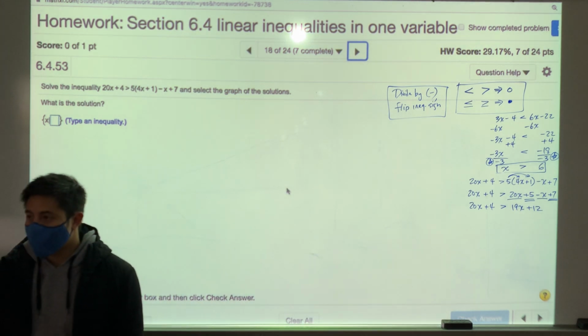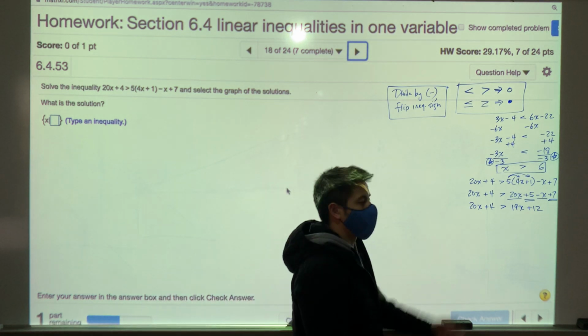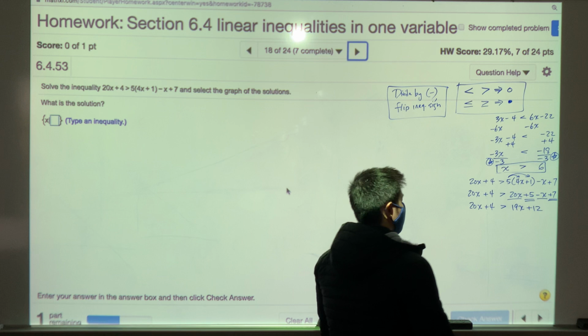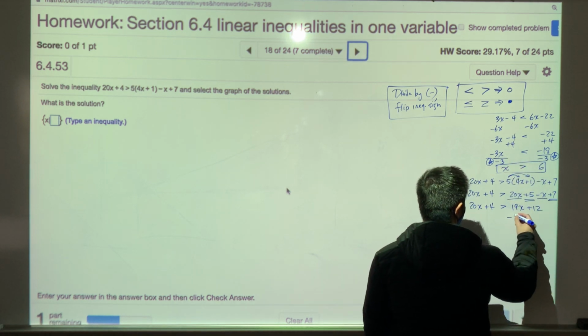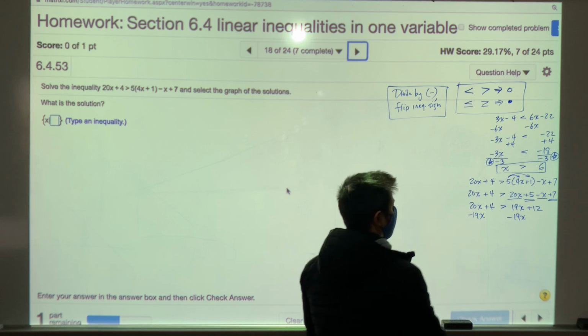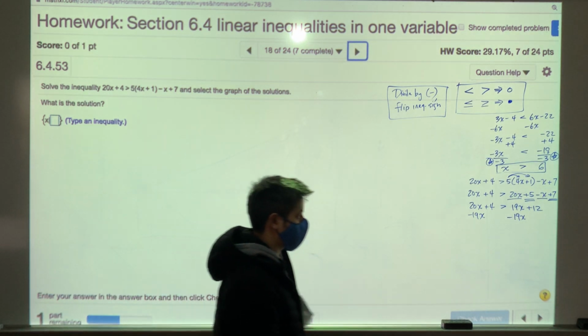Does this look like something we've done before? Yes, it does. We've done many problems like this. And now we can move the variables to the left, move the numbers to the right, and then do exactly what we've done in all the previous problems with a graph. We're going to move the 19x over to the left, so I do the opposite of that. Subtract 19x.